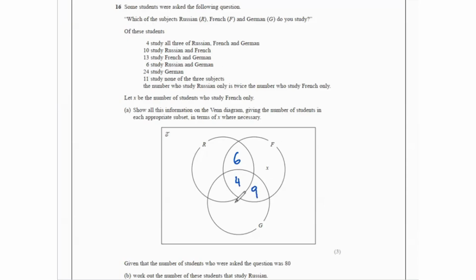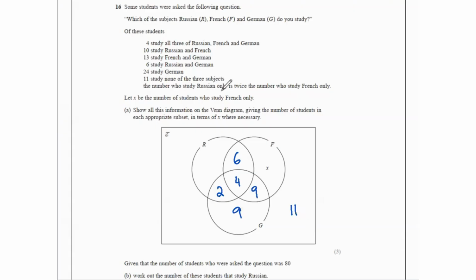6 study Russian and German, so that means 2 over here. 24 study German, so this entire circle for German is 24. That means we subtract 2, 4, and 9 from 24, which is going to give us 9. Then 11 study none of the 3 subjects, that's 11 outside.